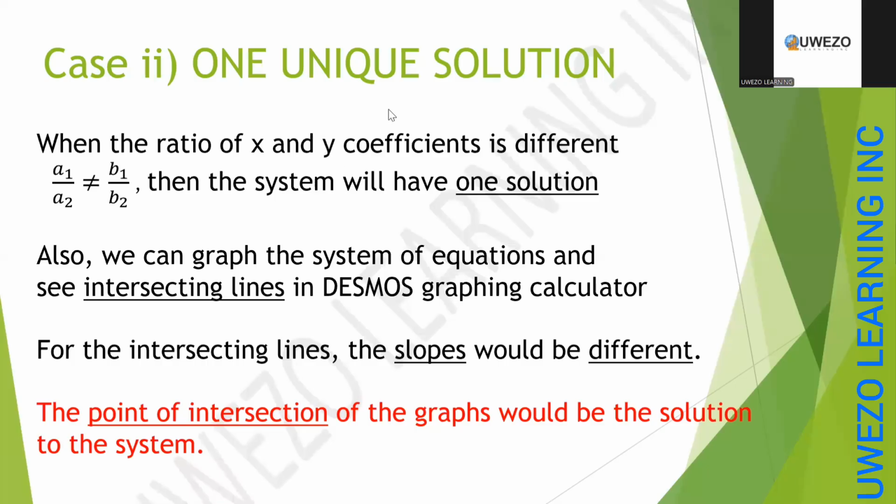The second case is when the system will have one unique solution. For that, the ratio of x and y coefficients must not be equal. When we graph those systems of equations, we see some intersecting lines. So when the lines are intersecting, the slopes will be different. And the point of intersection of the graphs would be the solution to the system.